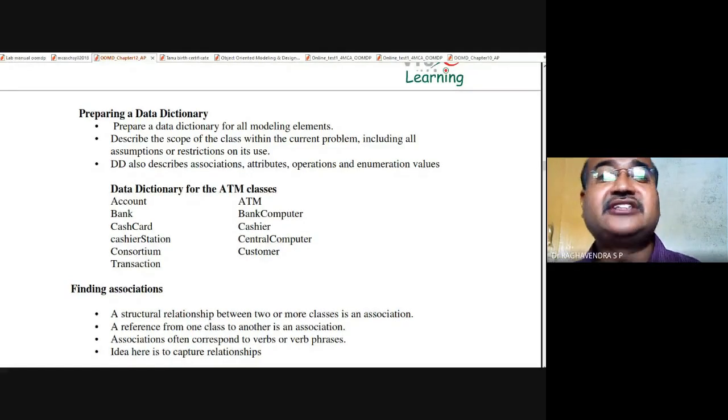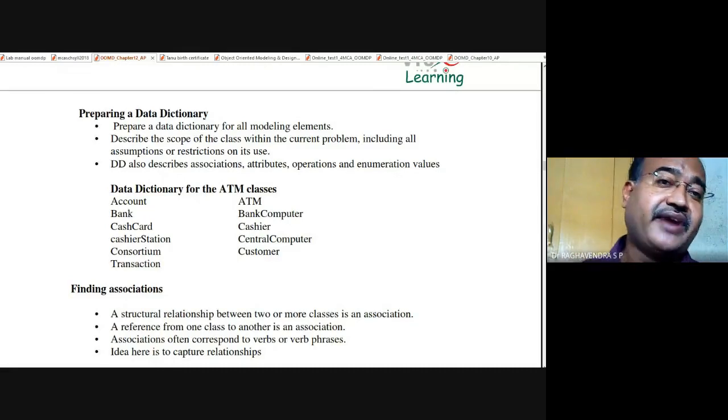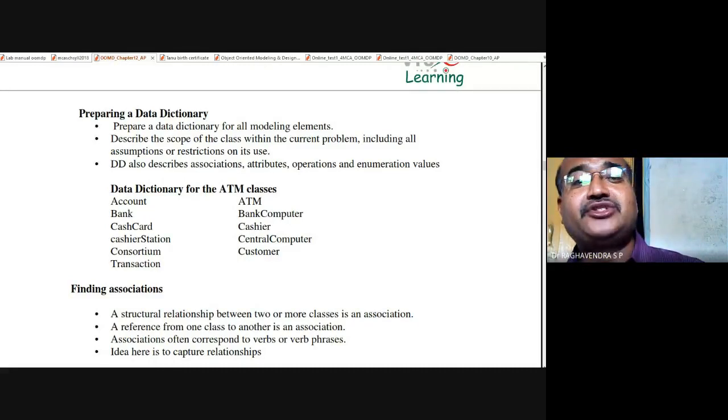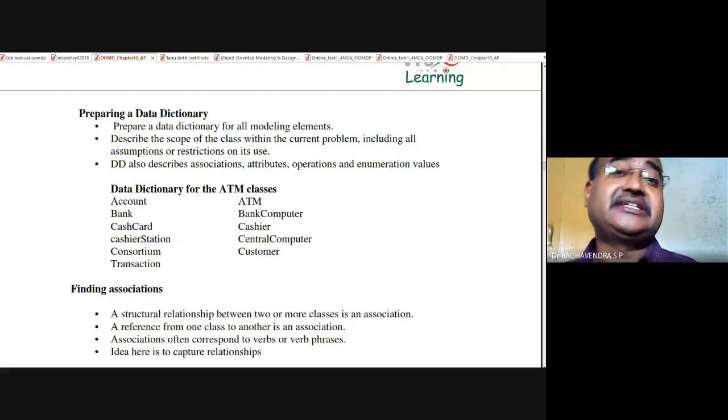DD also describes associations, attributes, operations, and enumeration values. Now, once you define a data dictionary, before the data dictionary, we have defined classes, we have identified the classes. Among them, we have identified good classes and bad classes. Once the classes have been clearly defined in the domain class model, the next step is to prepare a data dictionary. In this data dictionary, we have to describe the associations.